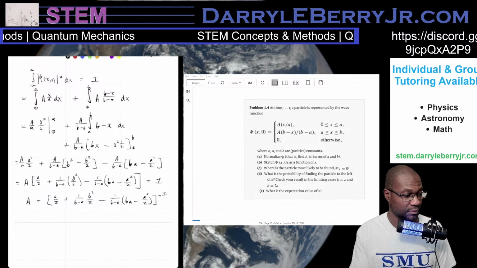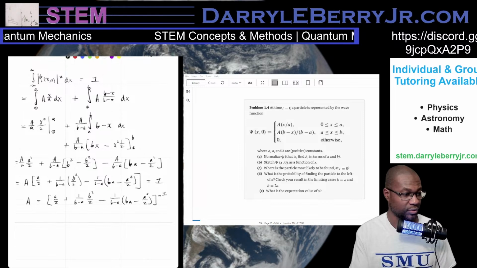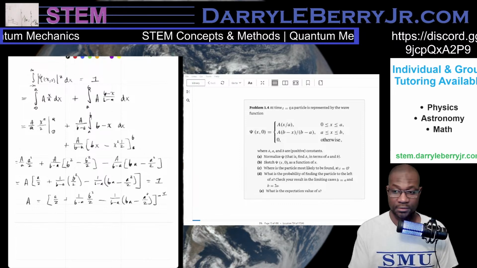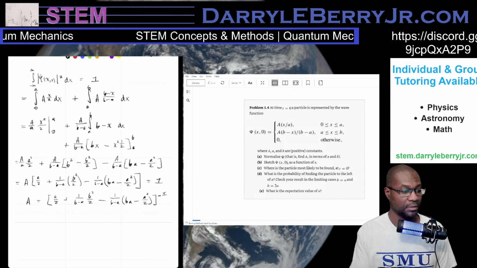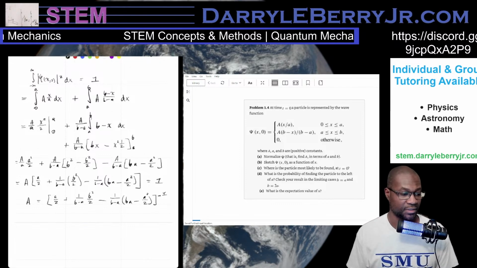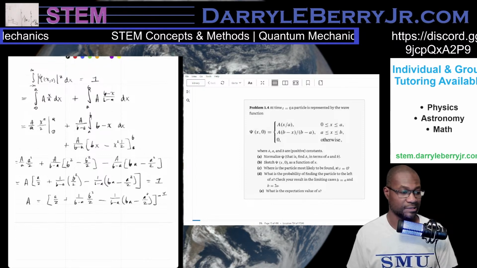All right, so that fixed it. We're looking good. So to continue with the problem, we have that, and it says sketch psi x of 0 as a function of x.